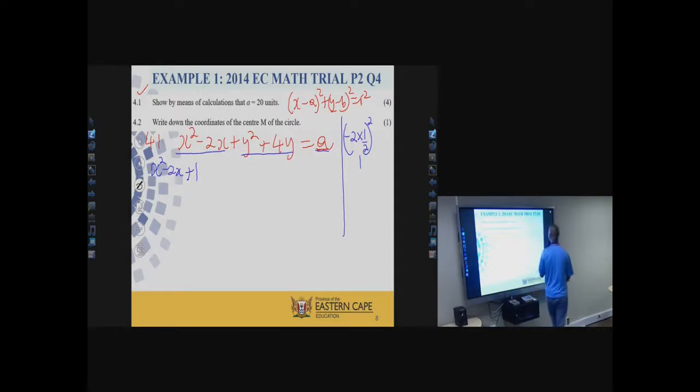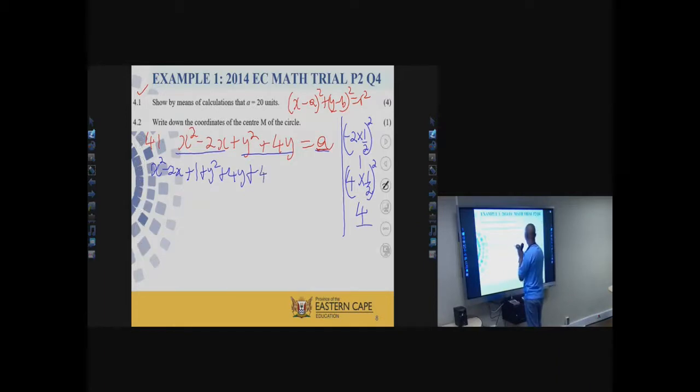Then you go to y and you say I must take the coefficient of y, 4. Multiply it by half, then square it. Half of 4 is 2 and 2 squared is 4. It means I'm going to add 4. So I'm having plus y squared plus 4y plus what I've just calculated, which is 4. It must be equal to a, which was already there.